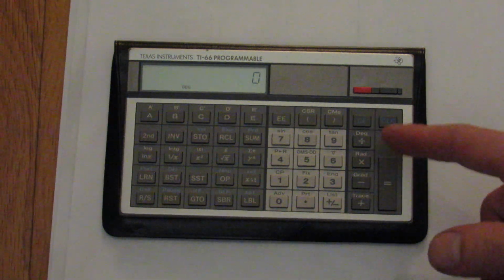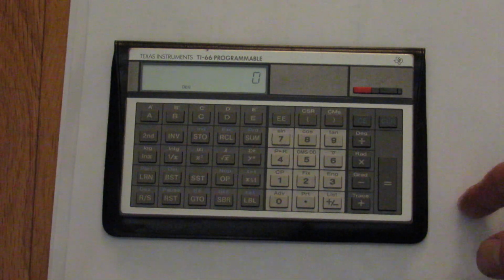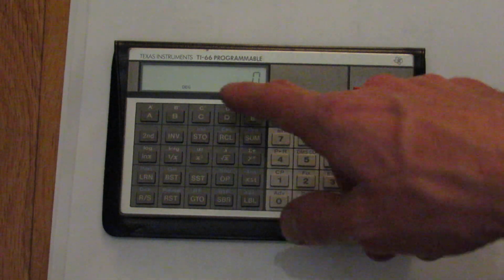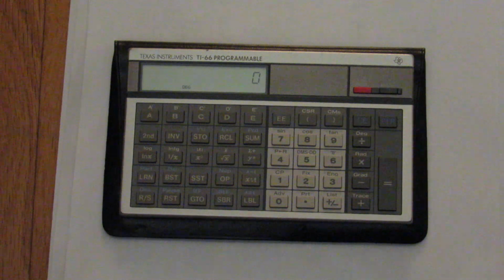It doesn't really have much in the way of input-output. There's some tricks you can add in to input numbers during a program, but it's not like the TI-95 or a more modern calculator in that sense.